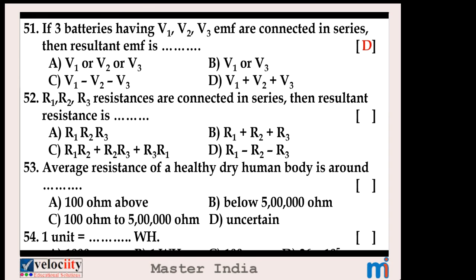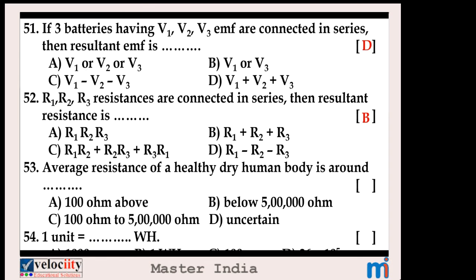52. R1, R2, R3 resistances are connected in series, then the resultant resistance is A. R1, R2, R3, B. R1 plus R2 plus R3, C. R1R2 plus R2R3 plus R3R1, D. R1 minus R2 minus R3. Correct answer is B. In series combination, total resistance is R1 plus R2 plus R3.